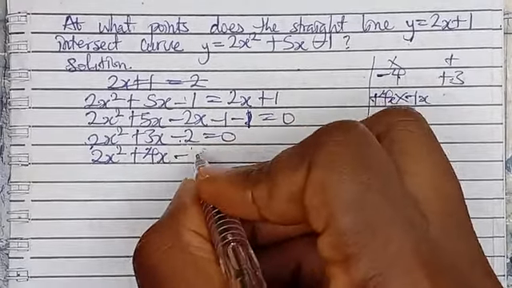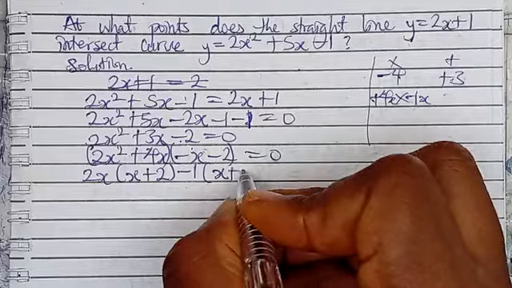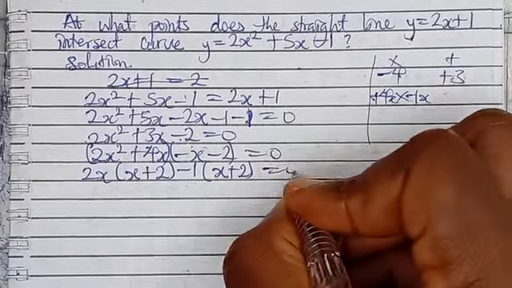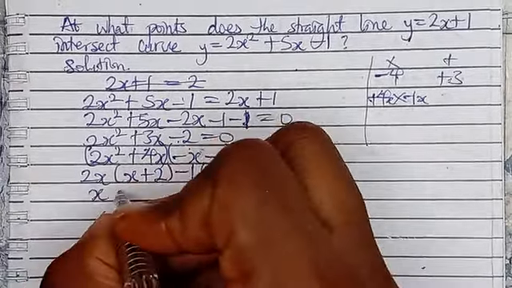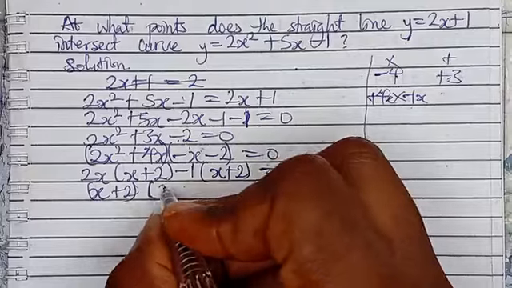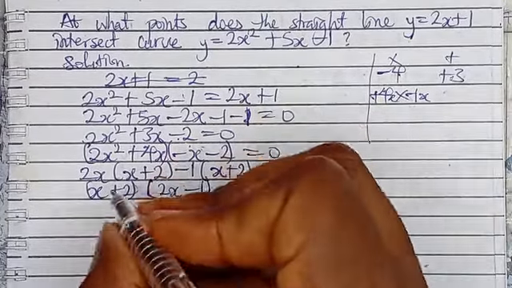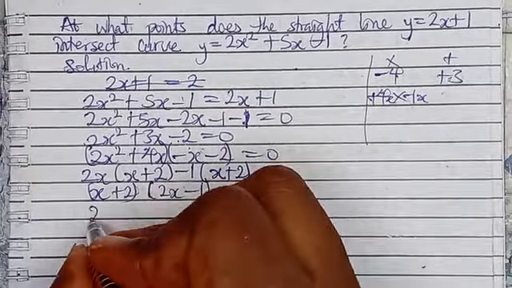Now we group them in twos. The common term here is 2x. 2x into x squared is x. 2x into plus 4x is plus 2. And then on this other side, the common term is negative 1. So that we have x plus 2 here, equal to 0. We collect the bracket x plus 2, and then the outside terms, 2x minus 1, equal to 0. We have that x is equal to negative 2, or x equal to 1 over 2.